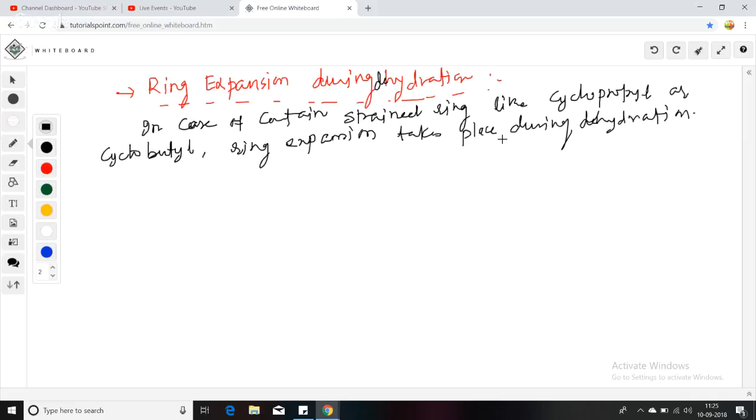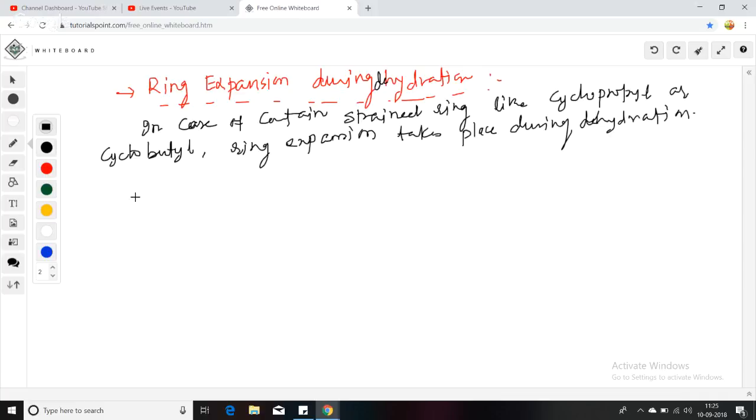So if we see the example, what happens in this? Because the ring is small, there will be more angular strain, right? To reduce that angular strain, ring expansion takes place, and the three-membered ring becomes four, and four becomes five, to gain more stability. Because in a larger-membered ring, we have less angular strain.